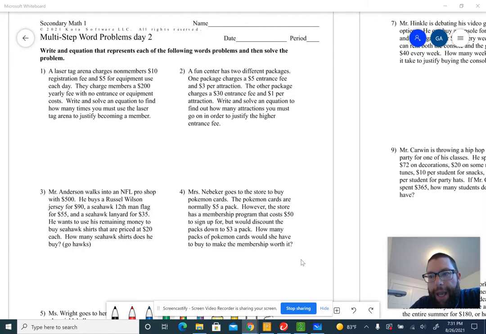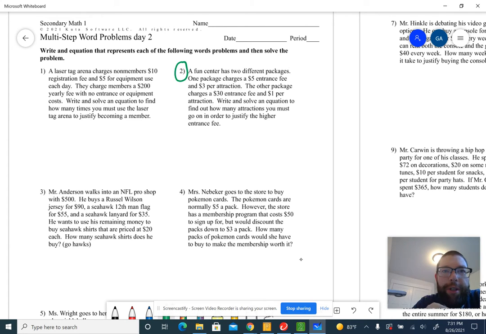Hello, everybody. Today we're going to be talking about multi-step word problems again. These are going to be more multi-steppy. Um, that's a word, right? Types of problems. Let's get into this. Let's start by talking about number two here.